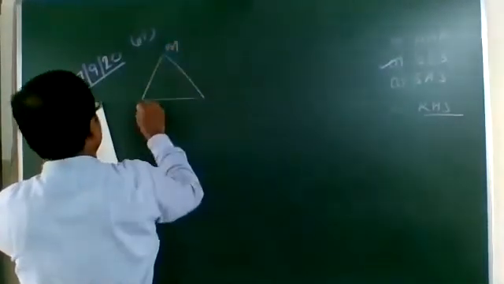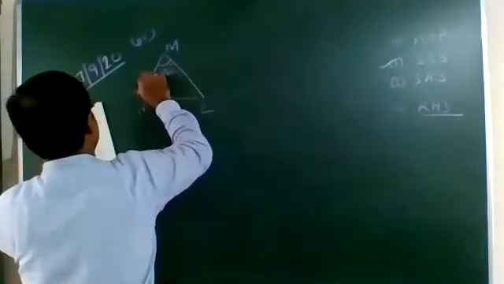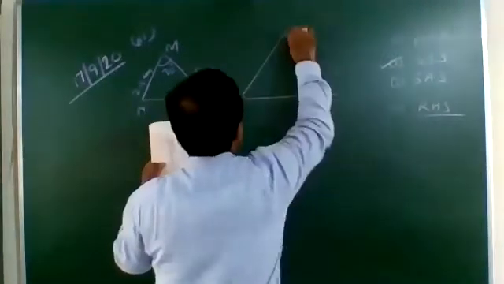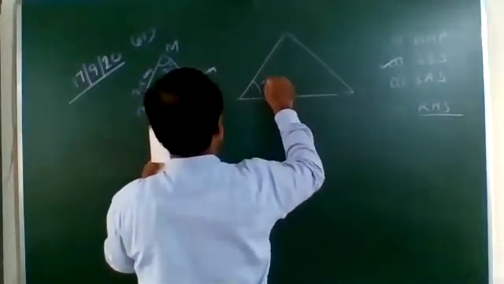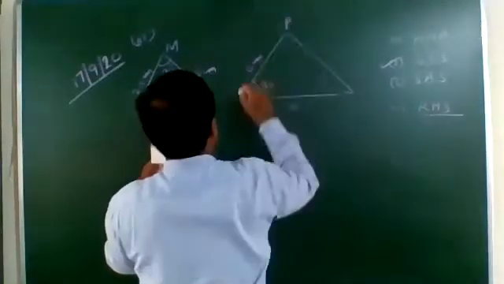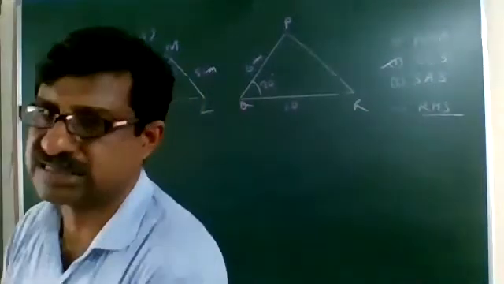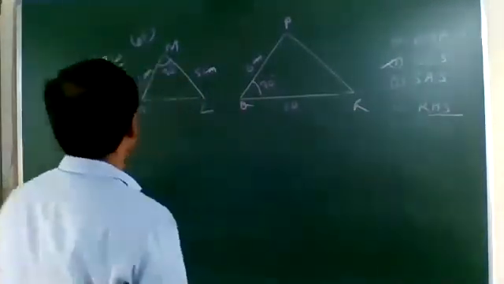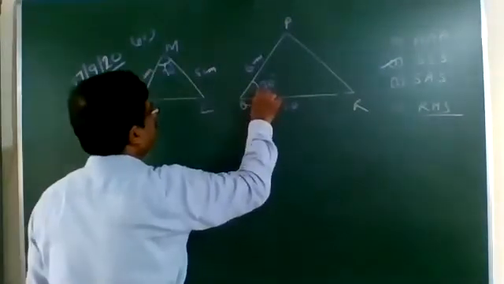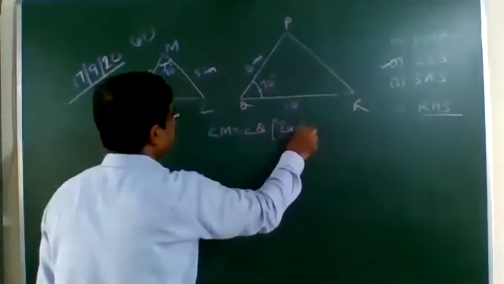This is N, 70 degree, 2.5 centimeter, 5 centimeter. And here a bigger triangle, 70 degree, 6 centimeter, 10 centimeter, and this is triangle PQR. We have to say whether the triangles are similar or not. We observe that one of the angles M is equal to one of the angles Q. M and Q are both equal, each 70 degree.